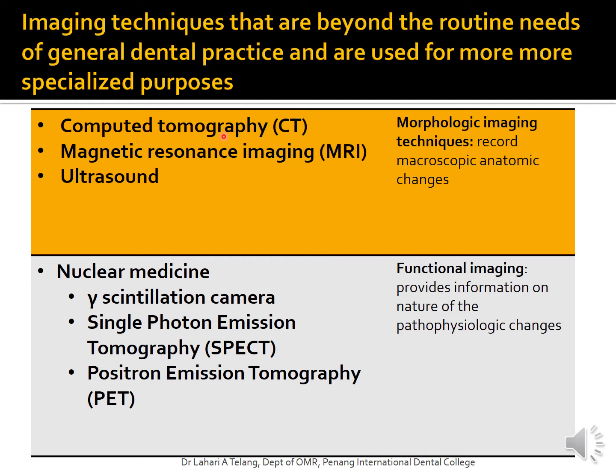Computer tomography, magnetic resonance imaging, and ultrasound are considered morphologic imaging techniques. That means they record macroscopic anatomic changes. Nuclear medicine, like the gamma scintillation camera or single photon emission tomography, also called SPECT, and positron emission tomography, PET, are considered to be functional imaging. That means they provide information on the nature of the pathophysiological changes that are seen in the disease.